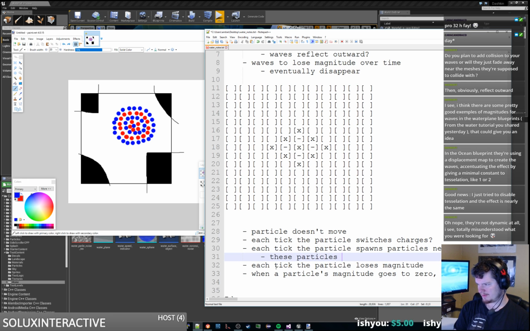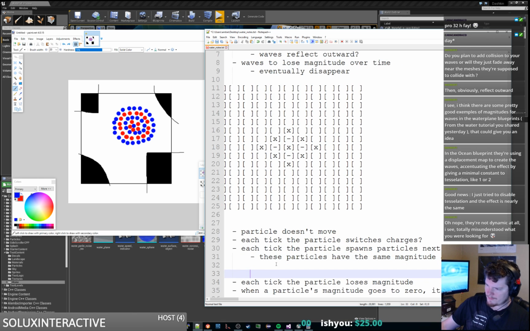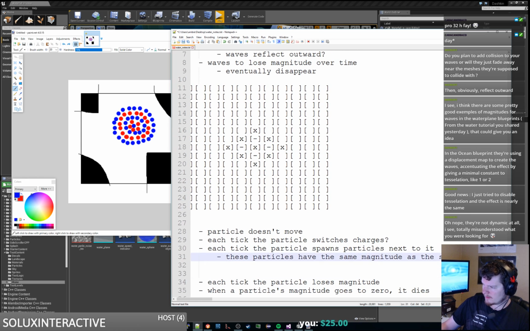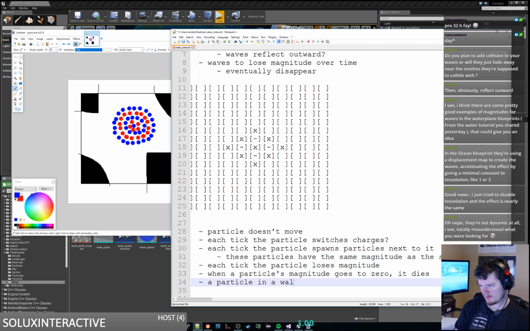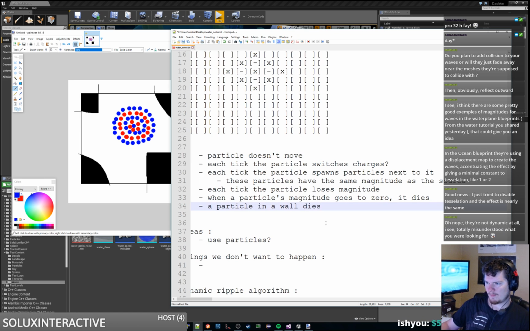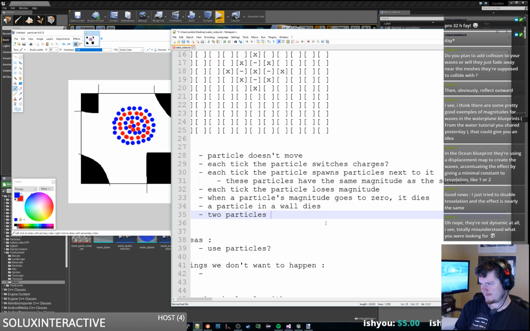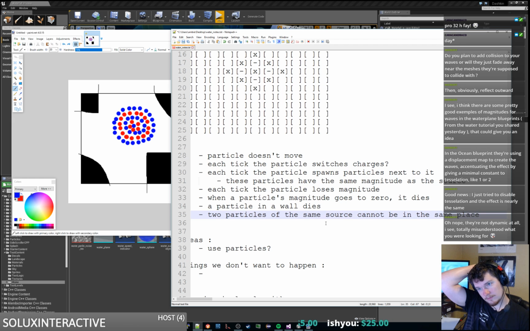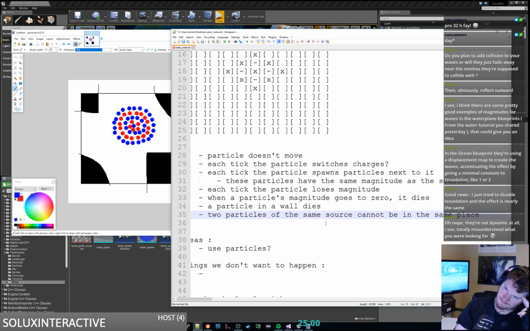And let's see, these particles have the same magnitude as the source. Alright, a particle in a wall dies, or maybe something like 2 particles of the same source cannot be in the same place. So what would this do? For the entire duration of a wave, this thing would die.